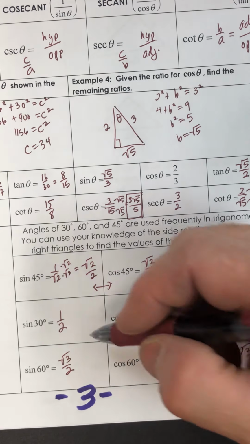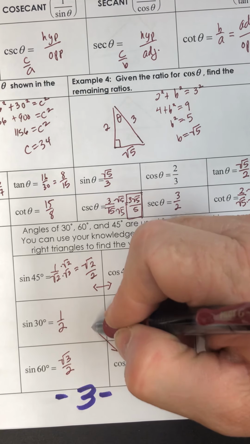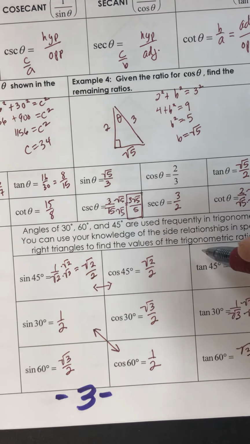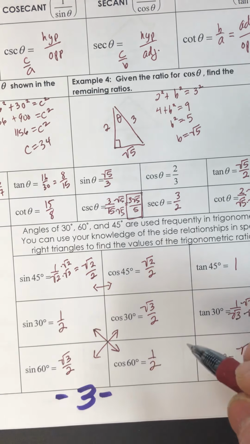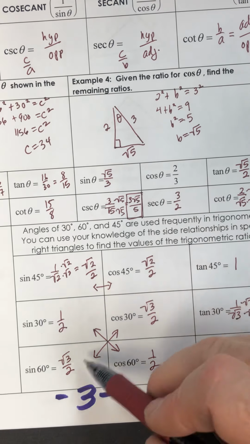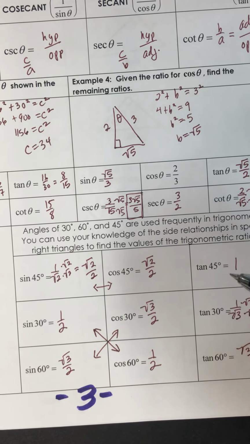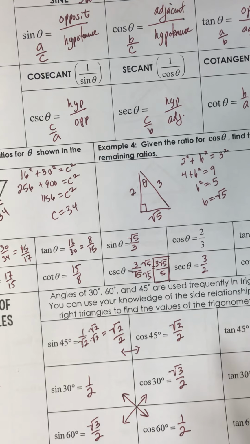Okay, if you notice, the sine of 30 and the cosine of 60 are the same in both cases. So the sine of one angle is the same as the cosine of the other, so if you know one of them, you can find the other, basically.